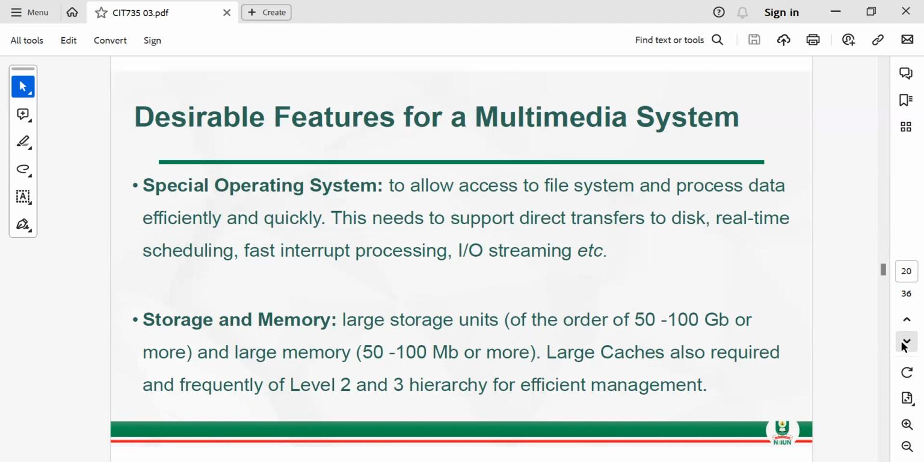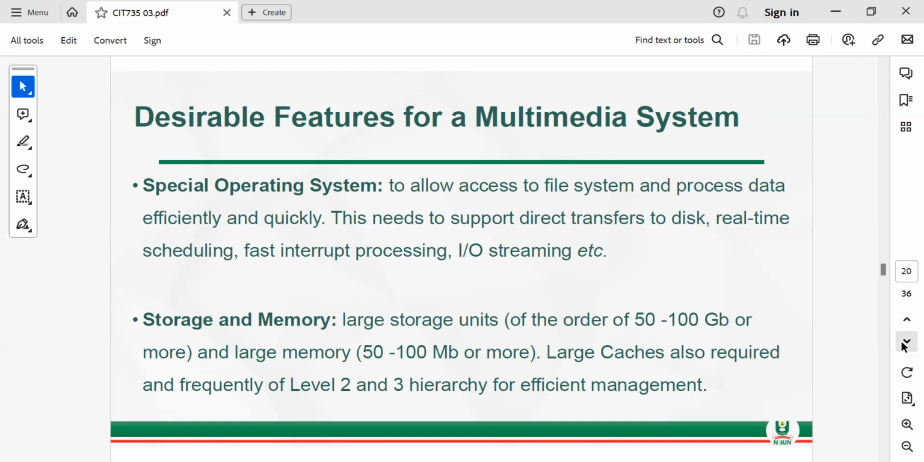Then you have special operating systems. Not all operating systems can handle large files. So if you are using very old versions of Windows, you'll be surprised that when you put some files on your system, they will not open. So the modern operating systems are special because they allow access to the file system and process your data efficiently and quickly. This needs to support direct transfers to disk because immediately you finish recording, it directly transfers it to your disk. Real-time scheduling: it can schedule when to play and it plays it almost immediately. And fast interrupt processing, input-output streaming.